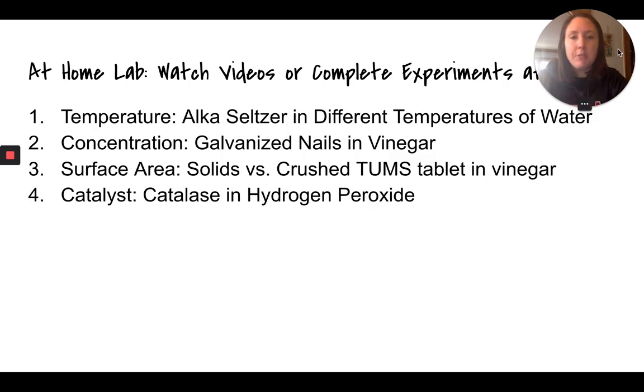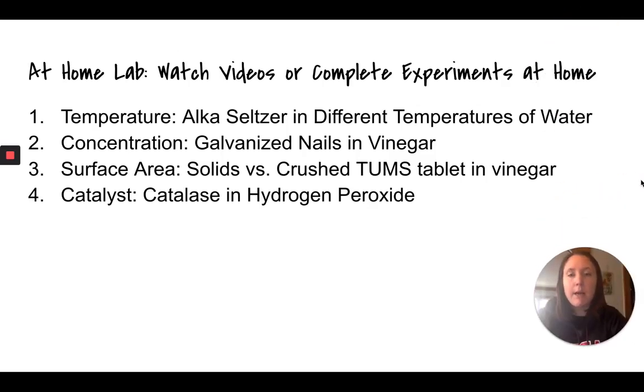So what you're going to be doing today is completing some at-home labs. You can either watch my videos or you can complete the experiments at home to learn about each of these 4 things. You will be completing a lab handout for this experiment. So temperature, you're going to look at Alka-Seltzer in different temperatures of water. Concentration, you're going to be placing nails in vinegar. Surface area, you're going to be looking at a solid versus a crushed Tums tablet in vinegar. And catalyst, we're going to be finding the catalyst for hydrogen peroxide.